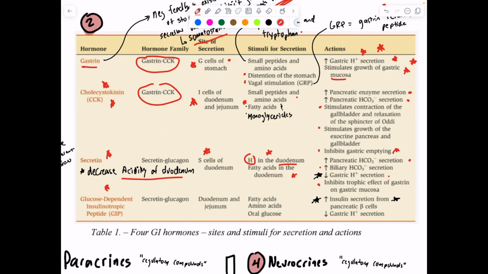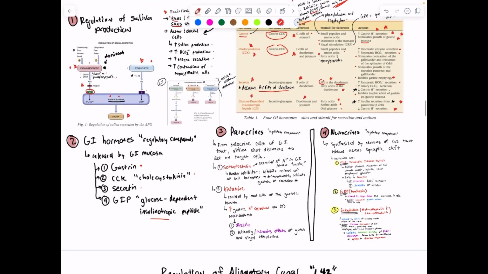Then we have GIP, glucose-dependent insulinotropic peptide, and this is going to increase insulin secretion from pancreatic B cells and decrease gastric hydrogen ion secretion. It's released from the duodenum and jejunum, and I'll have more information on that. And this is going to be stimulated in response to fatty acids, amino acids, or glucose in the mouth. All right, so we have gone over our four basic hormones.